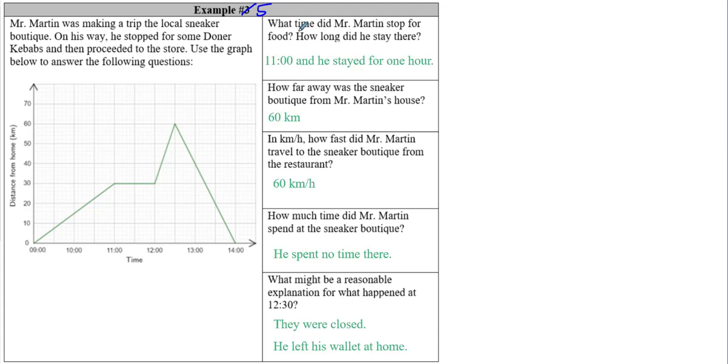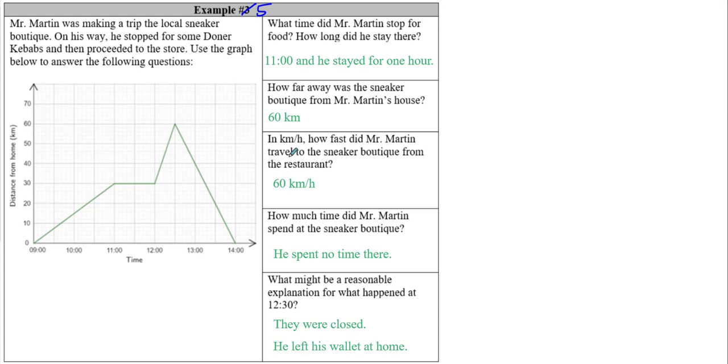What time did Mr. Martin stop for food and how long did he stay here? Well, we only have one constant on the graph, so this is probably where he stopped for food. And that was from 11 o'clock to 12 o'clock, so he stayed for 1 hour. How far away was the sneaker boutique? Well, the end destination is probably our maximum, so here's the highest point, so it looks like it is 60 kilometers away from his house.